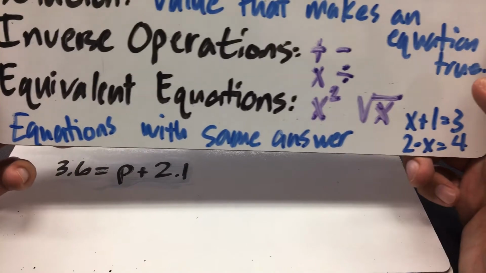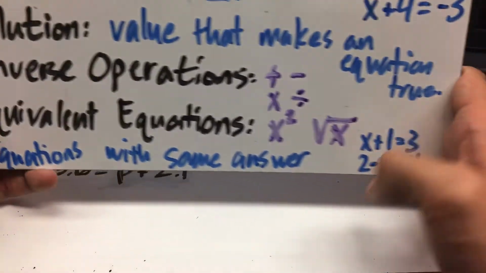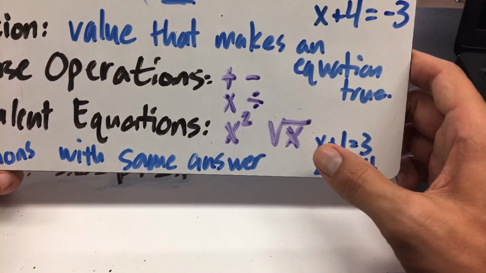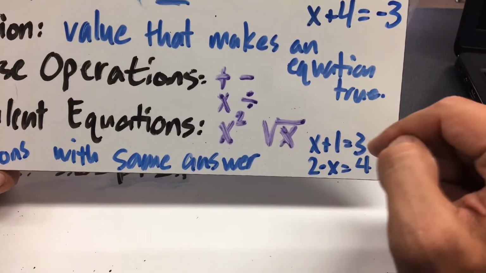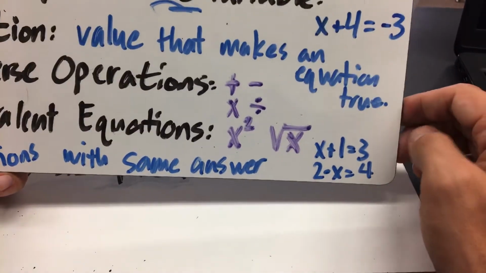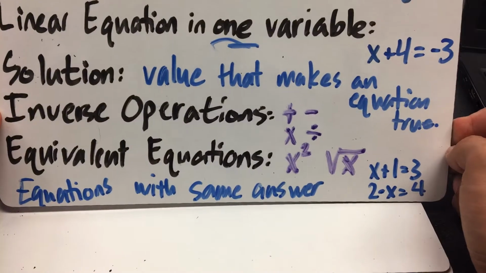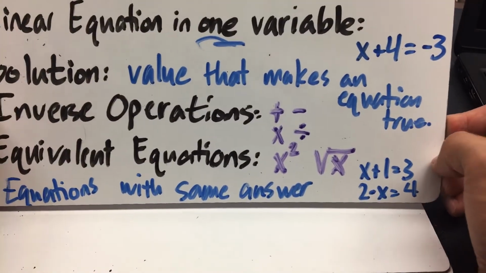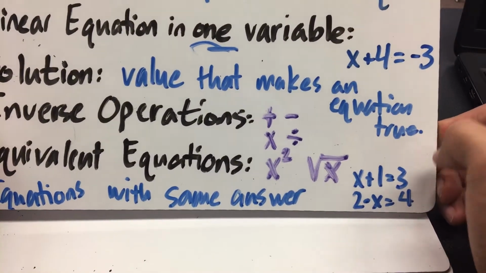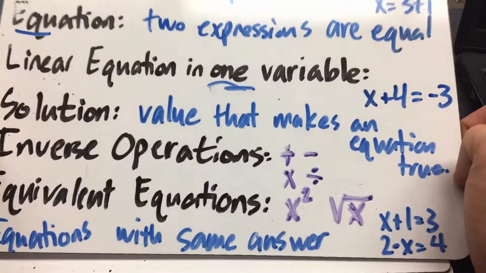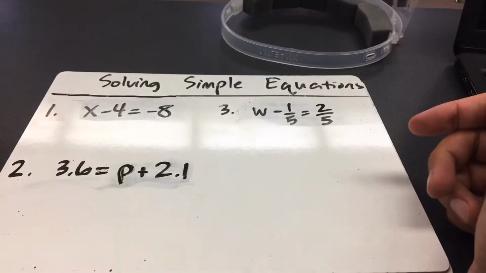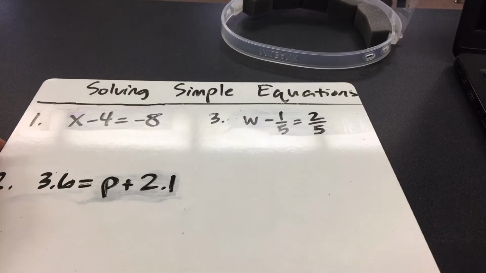Equivalent equations are equations that have the same answer, or equations that have the same solution. For example, I just made these up. This top one up here has an answer of 2 because 2 plus 1 equals 3. The bottom one also has an answer of 2 because 2 times 2 equals 4. So I could say that these two equations are equivalent equations. Even though one is adding and one is multiplying, they have the same solution. So that's a quick little rundown of our vocabulary in this lesson.